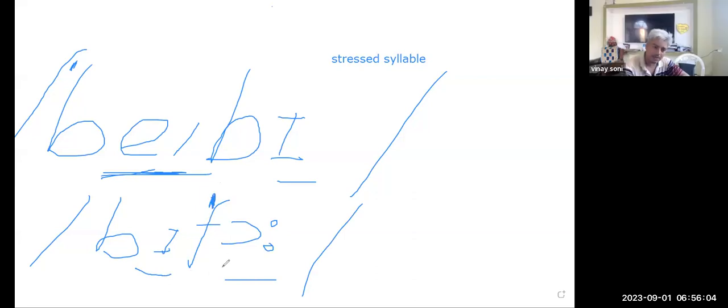ये जिस जहां पर लगे ना उसके बाद वाले वॉवेल को स्ट्रेस वॉवेल माना जाता है. यहाँ पर था, इसके बाद ये वाला आया तो ये था स्ट्रेस सिलेबल. यहाँ पर है, इसके बाद ये आया, इसको मानेंगे स्ट्रेस सिलेबल. This mark, stress sign is very common in dictionaries. Okay, so before, I'm writing one more word for you guys.